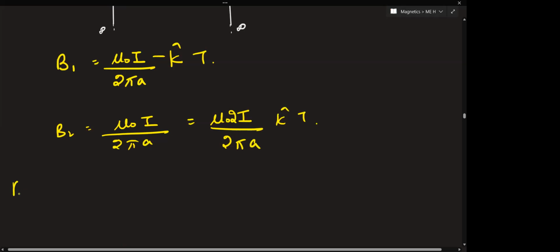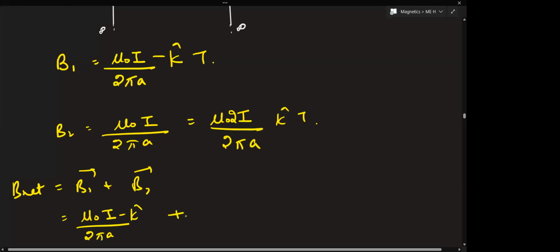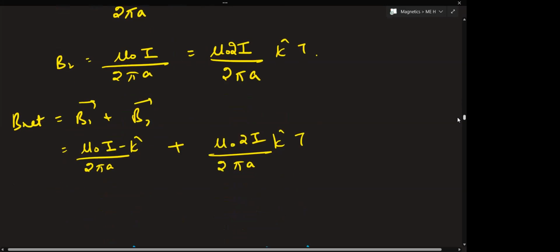Now your net magnetic field will be what? Net magnetic field will be simply the sum of both the magnetic fields. So B1 was mu naught I by 2 pi A minus k cap plus mu naught 2I divided by 2 pi A k cap Tesla. From here, if you wish, you can take things common also. What all common things you can take?